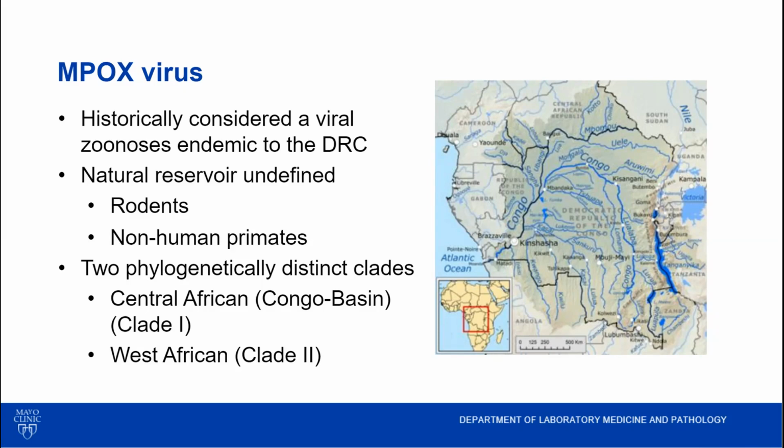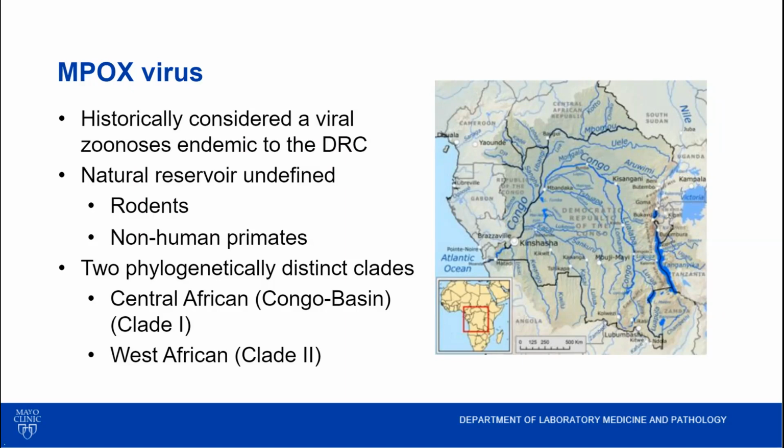We don't know exactly what the natural reservoir for the virus is, but there is some data suggesting that rodents and non-human primates are the likely natural reservoir for where this virus resides before it crosses over into the human population. There are two phylogenetically distinct clades of MPOX virus.